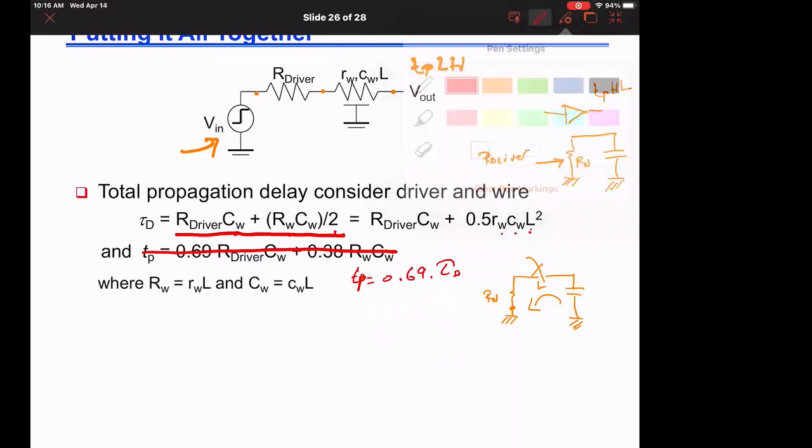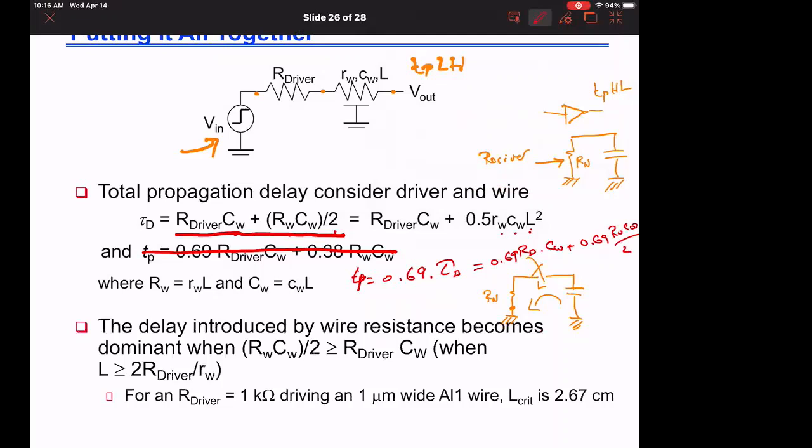Okay, so this will be equal therefore to 0.69 times RD times CW plus 0.69 times RW CW over 2. Okay, so the delay introduced by the wire resistance and wire capacitance affecting the driver becomes dominant when the time constant due to the wire is appreciable or greater than the time constant due to the gate delay, the driver resistance.